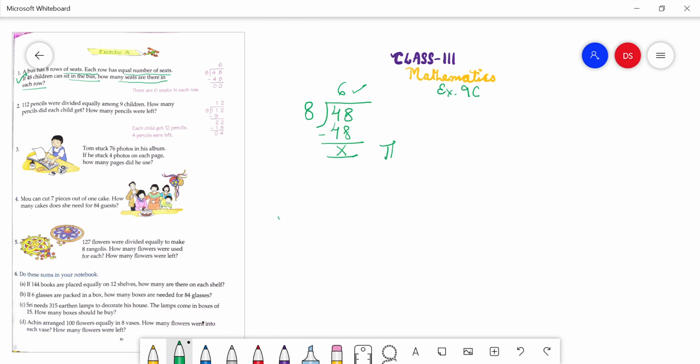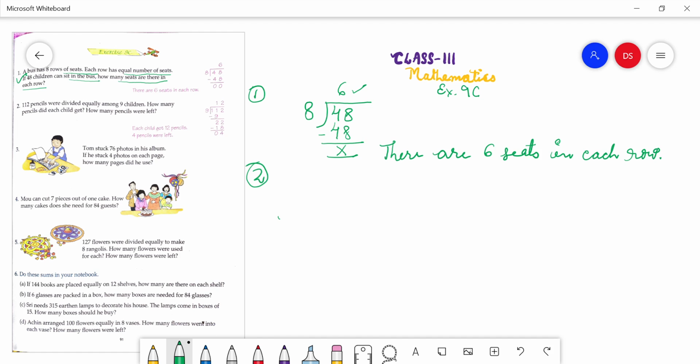There are 6 seats in each row. Children, it is compulsory to write the answer in a statement like this. This is question number 1, then question number 2.